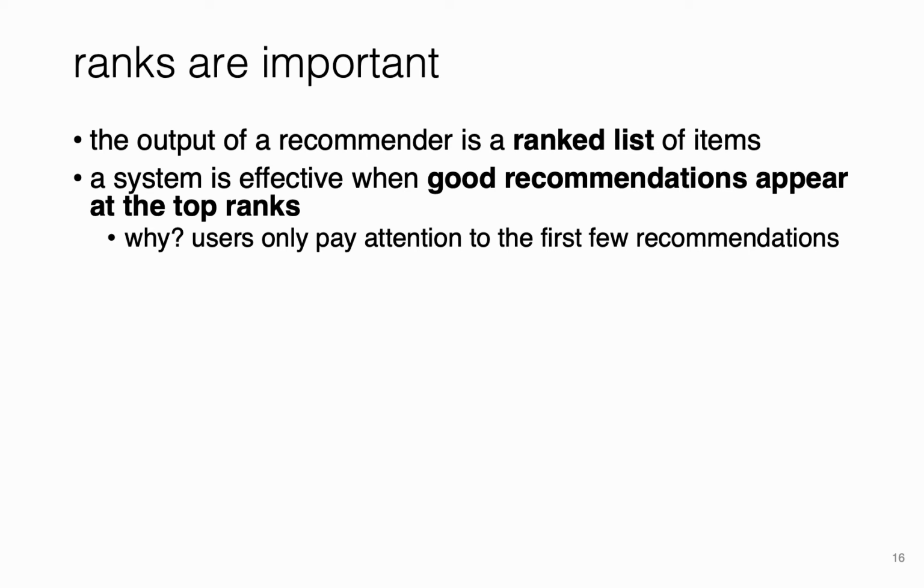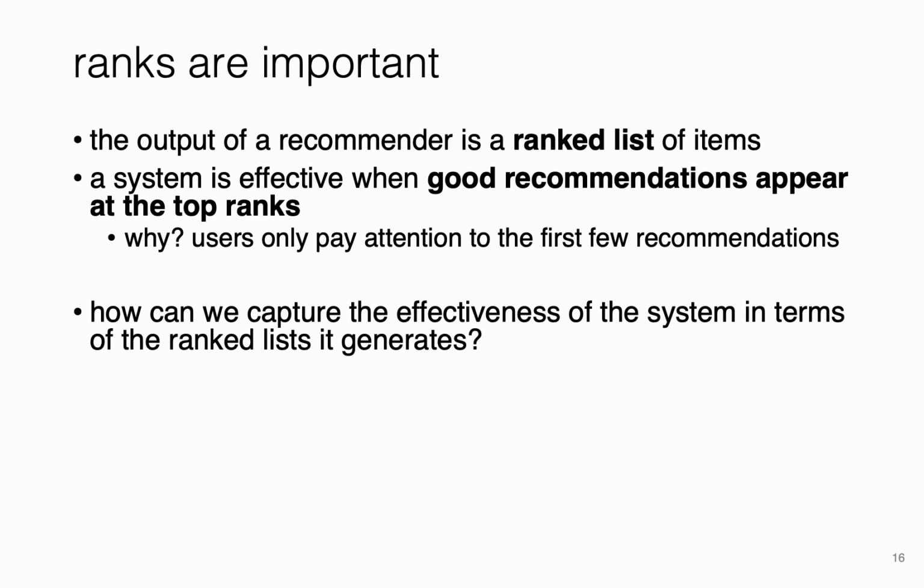So a system is affected if we get to see good recommendations at the top ranks. Why is that? Because users typically scan a list starting from the top, so more attention is given to the top recommendations, often just a few of them. So how can we capture this notion of effectiveness?